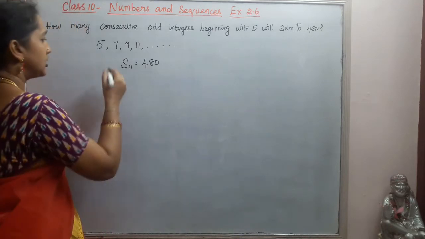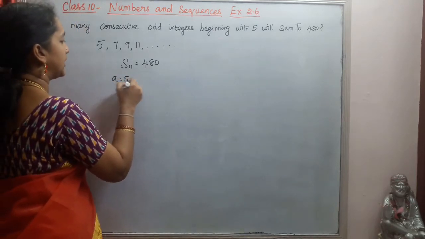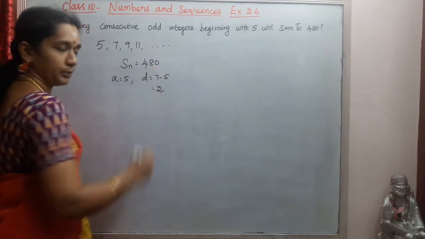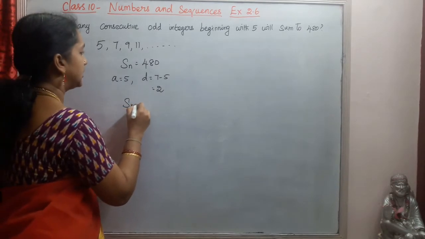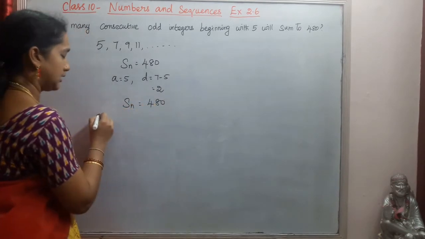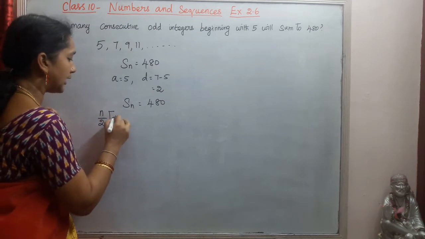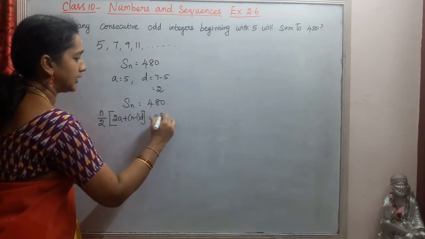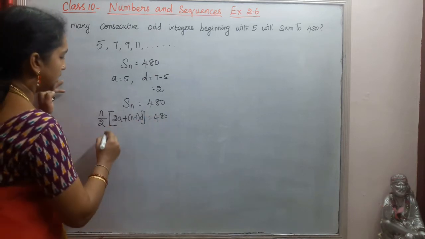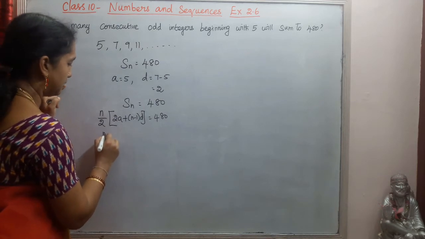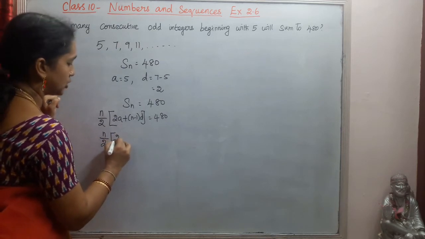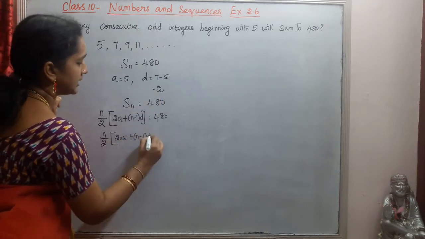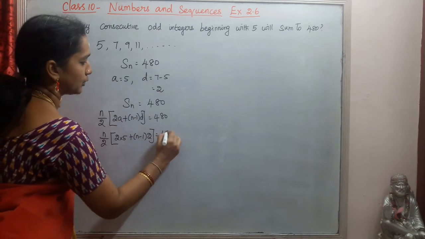This is the question. So for this one, A is equal to 5 we know. Then D is equal to 7 minus 5, that is equal to 2. So now we will substitute these things in the given formula. n by 2 into 2A plus n minus 1 into D is equal to 480. So n by 2 into 2 into A, which is 5, plus n minus 1, D is given as 2, is equal to 480.